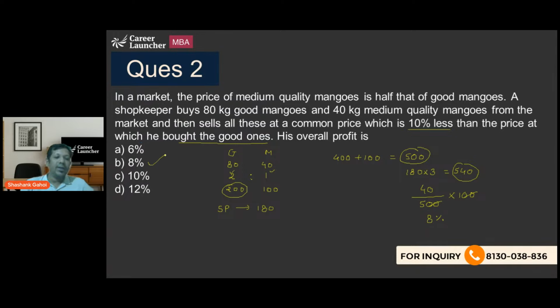So this was a fairly easy question, neither difficult nor lengthy. The problem is that when the length of the question is high, people tend to avoid those questions. But this is, I think, fairly doable. And again, you need to understand that this 80 and 40 is useless. Instead of that, you can also use 2:1. That reduces your calculation by a lot. So whenever you get these kinds of questions, instead of taking the actual number, just take the ratio and you can still get the answer easily.